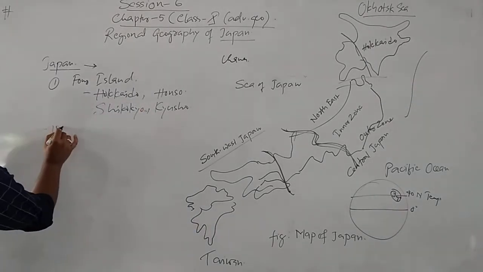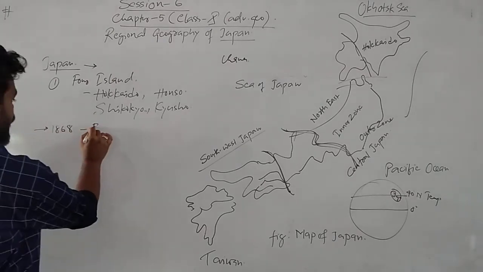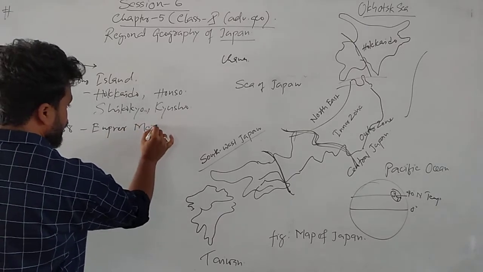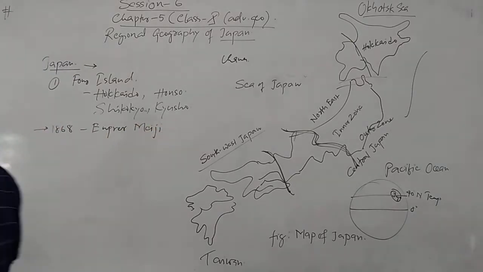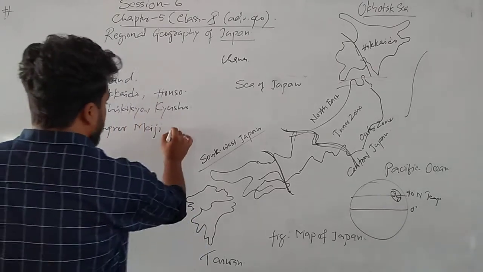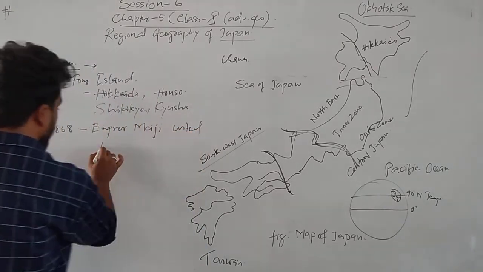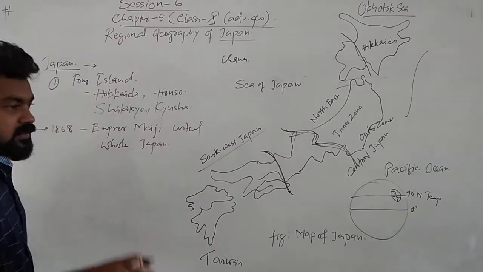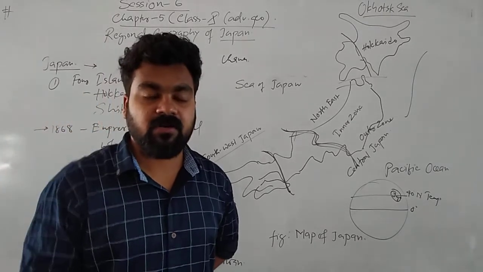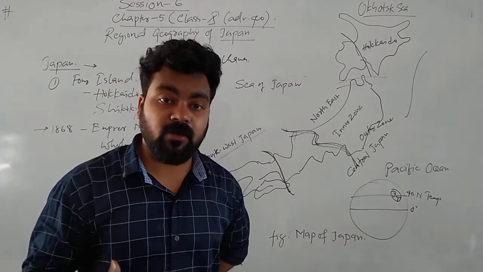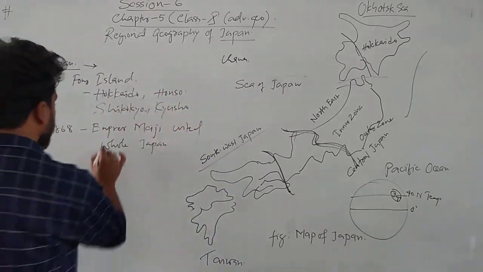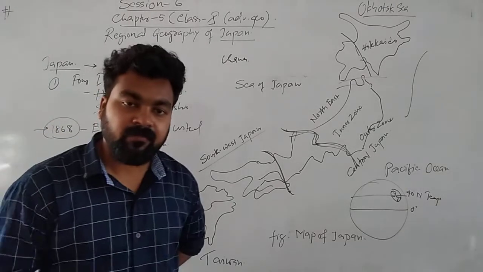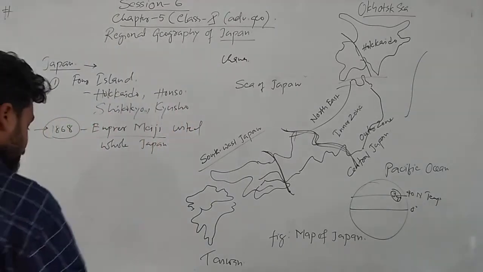We know that in 1868, this is in your book, Emperor Meiji. Have you heard about Emperor Meiji? He was one of the famous emperors of Japan who united whole islands of Japan. Earlier, Japan was divided into several parts: northern, southern, eastern, western. Those parts were dominated by different kingdoms. But after Meiji came, in 1868, Meiji united all the islands together.